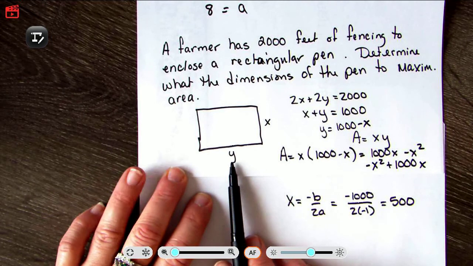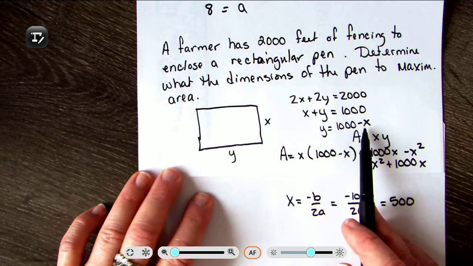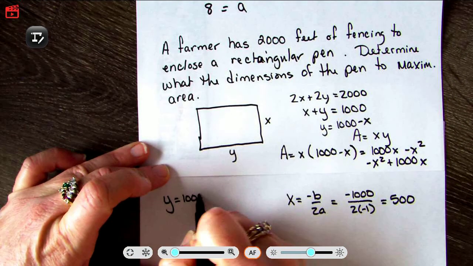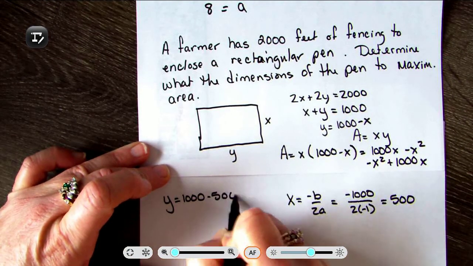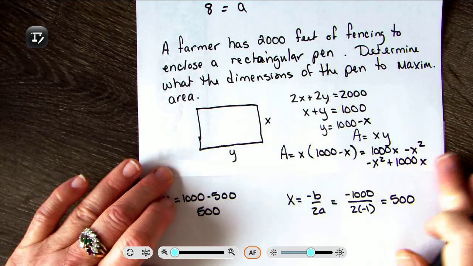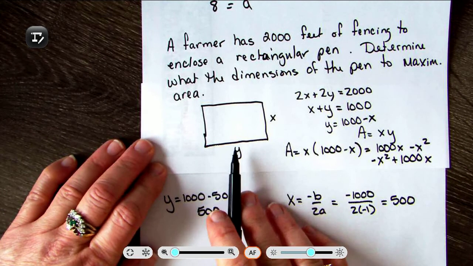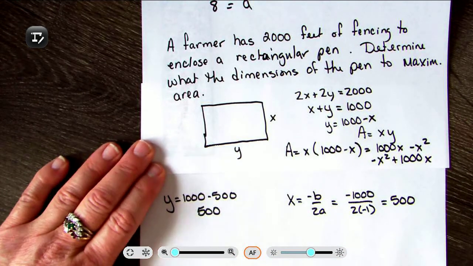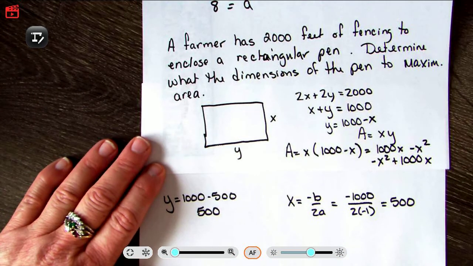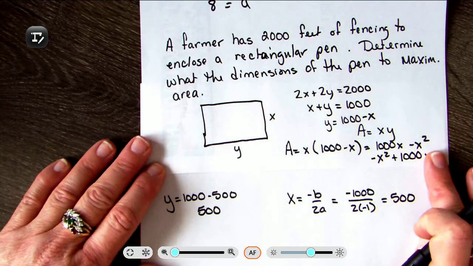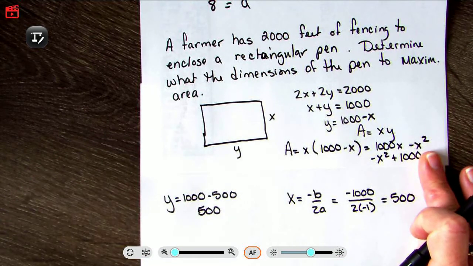So then I start looking back. y is 1,000 minus x. So I get 500. So in other words, the dimension of a rectangle that gives me the biggest maximum area is when my x and my y are both 500, or I have a square.